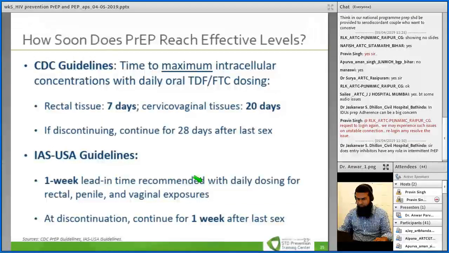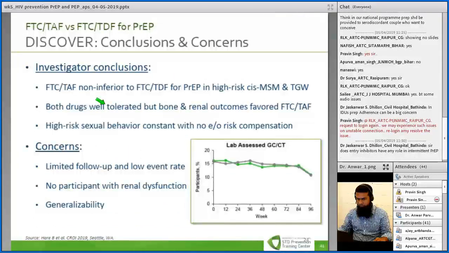The IAS-USA guideline just said a 1 week lead-in time is recommended, but they have not given the reasons, percentages, or those details. For discontinuation, they say continue for 1 week after last sex. Personally, I feel more comfortable with pre-exposure dosing 20 days before the exposure and 28 days after the last sex.